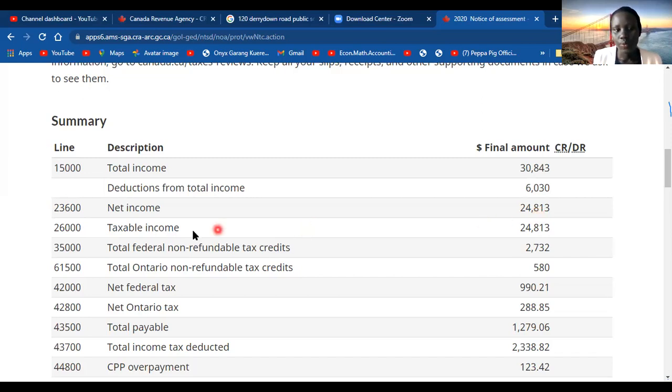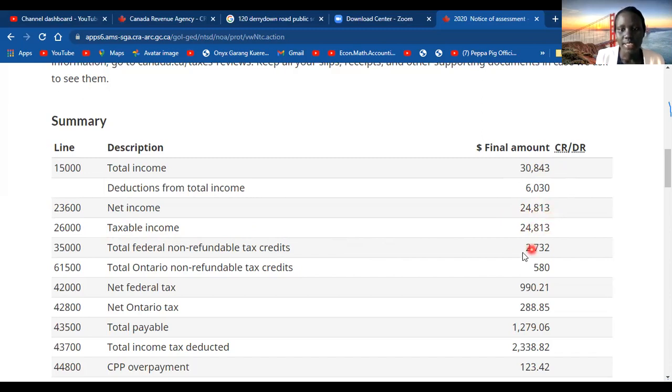Now they will see this as the taxable income. So my taxable income would be here. This is the taxable income. I'm not being taxed on the 30,840. This is how we save on taxes. You are being taxed on the lower part of the bracket.